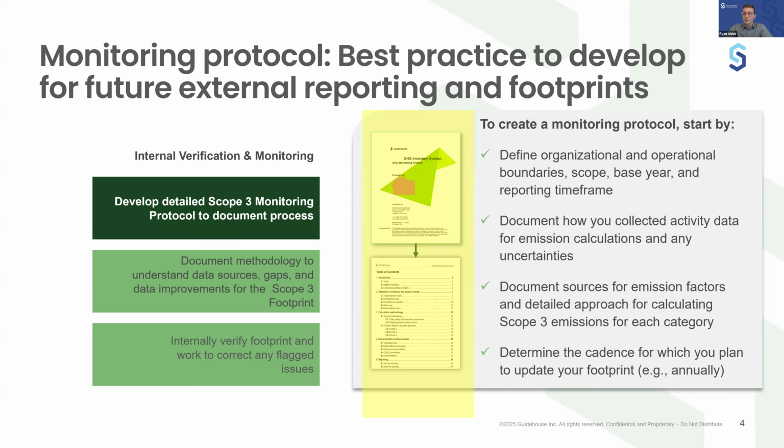To create your monitoring protocol, you need to define your organizational boundaries and operational boundaries, scope, base year, and reporting timeframe. Document how you collected activity data for emission calculations and any uncertainties you encountered. Document sources for emission factors and a detailed approach for calculating the Scope 3 emissions for each category. And lastly, determine the cadence for which you plan to update your footprint, for example, annually.